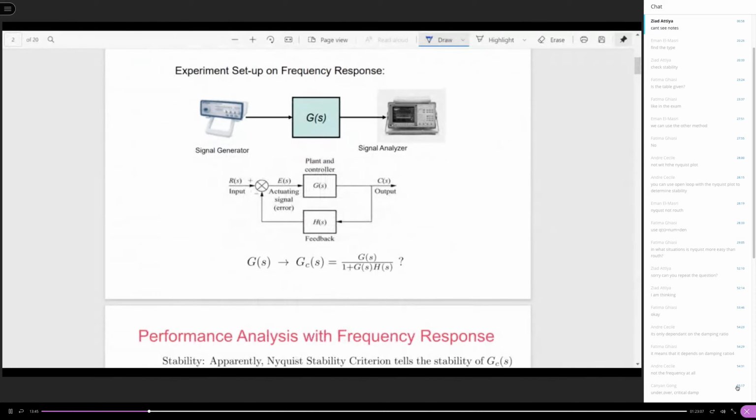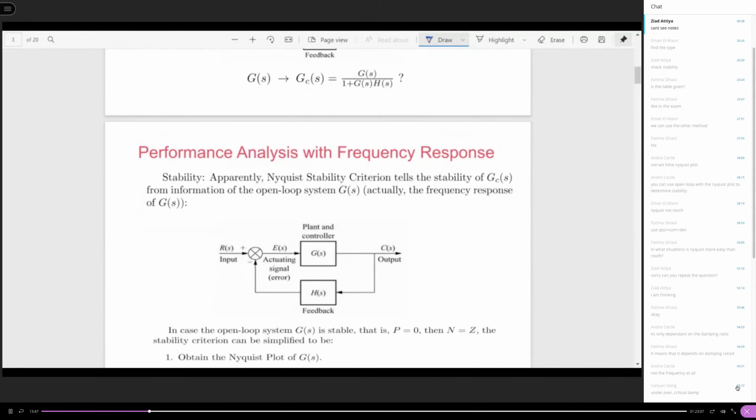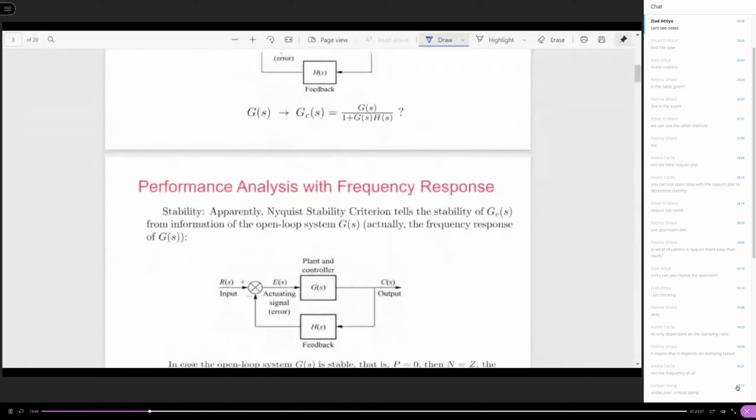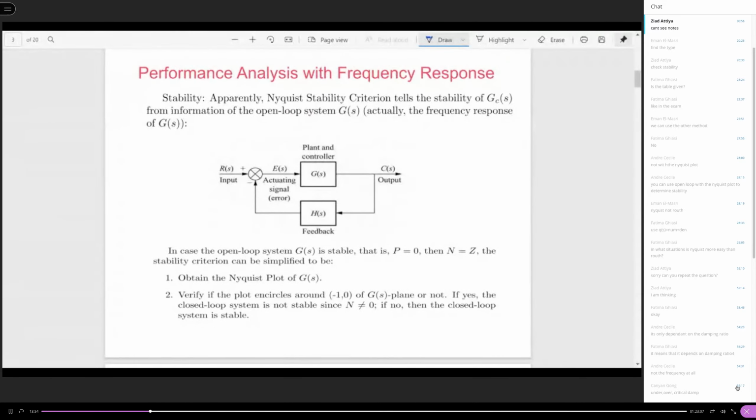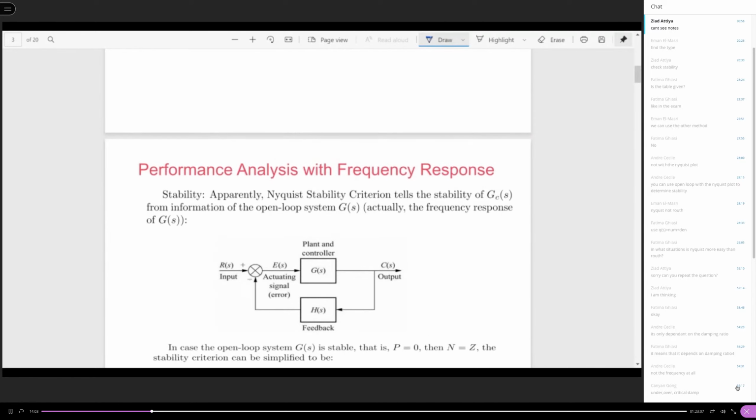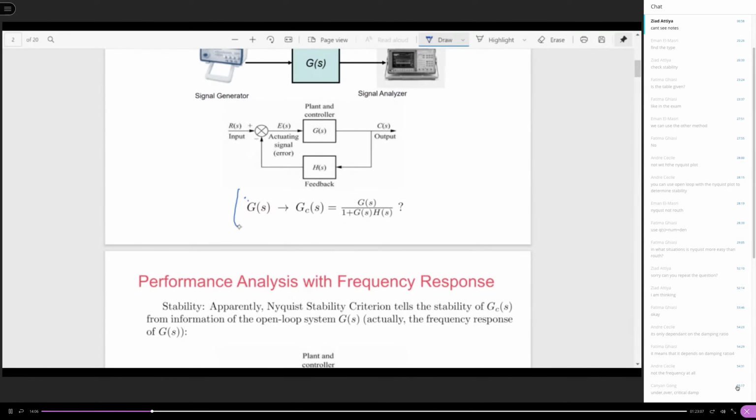Now, performance analysis. Don't forget, from the Nyquist stability criterion, the major question here is this: if you look at this figure, if you know G(s), assume that H(s) is equal to 1.